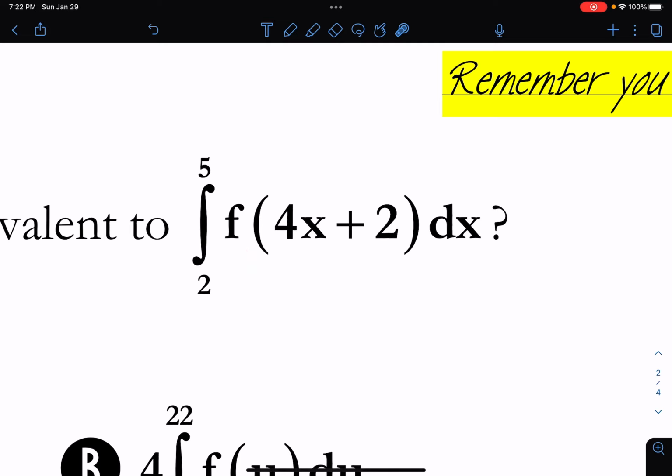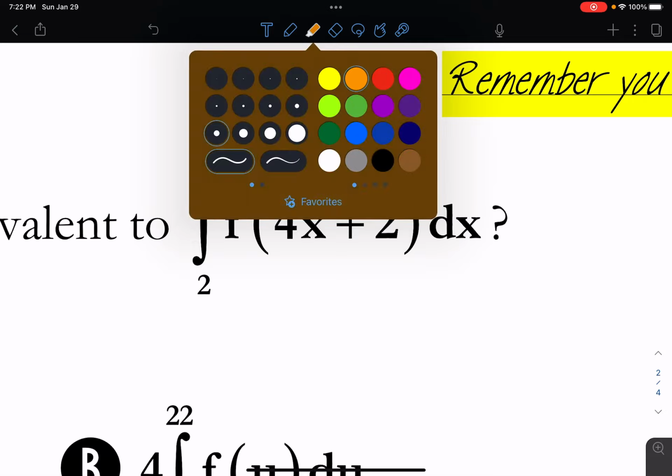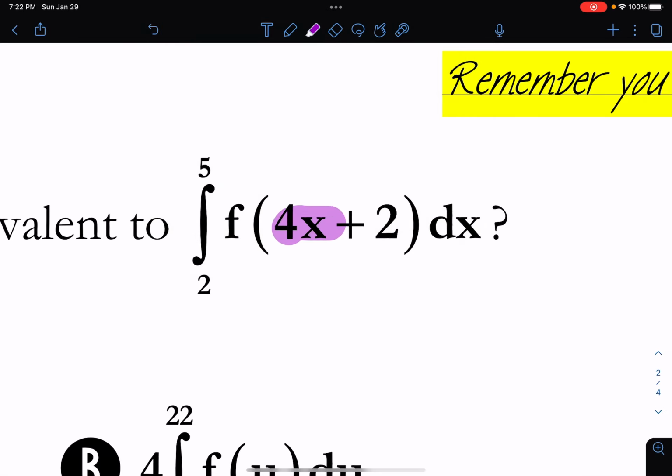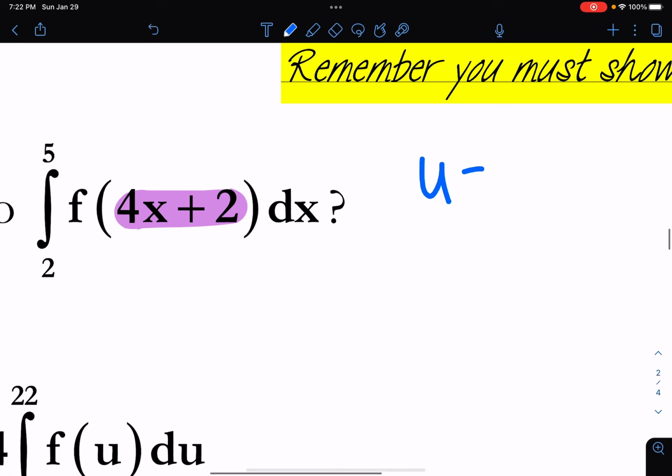So when we do u-substitution, just like when we were talking about chain rule in the past, we want to look for compositions of functions, f of g of x. When I say f of 4x plus 2, that's my inner function. 4x plus 2 is on the inside. So that's what I'm going to let u equal, 4x plus 2.